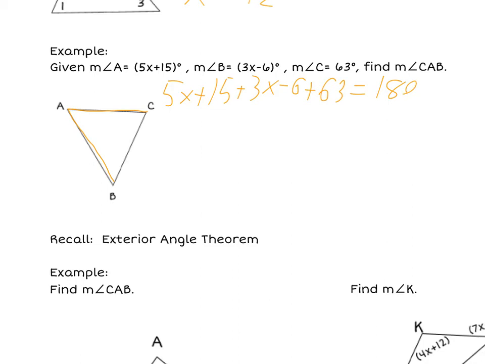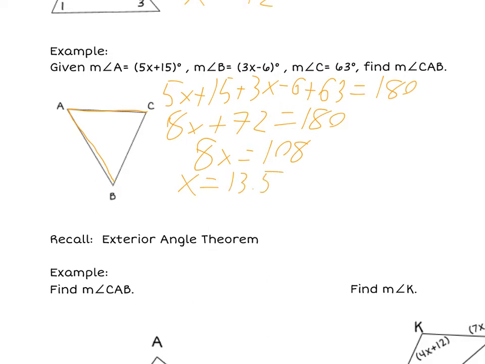Combine our like terms. 8x plus 72 is equal to 180. Move over that 72. 8x is equal to 108. Divide both sides by 8. x is equal to 13.5. Now we're not done.